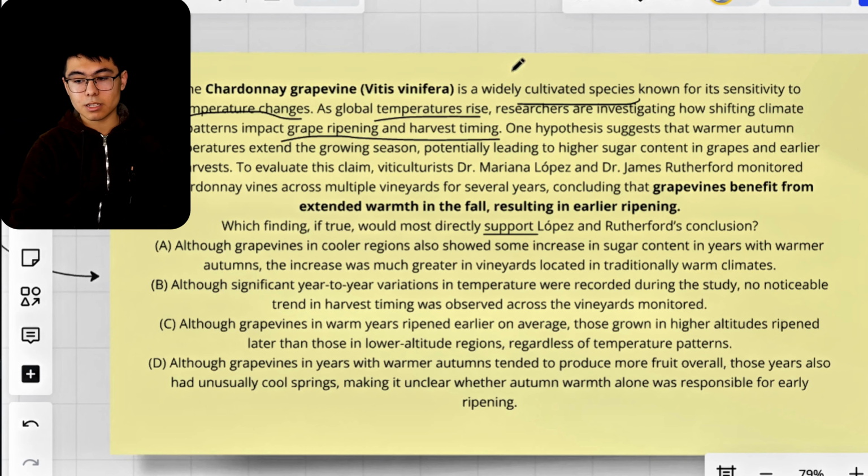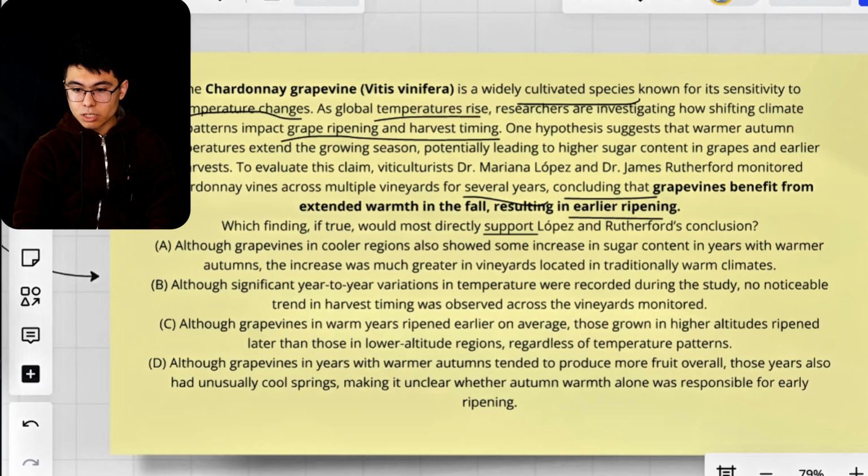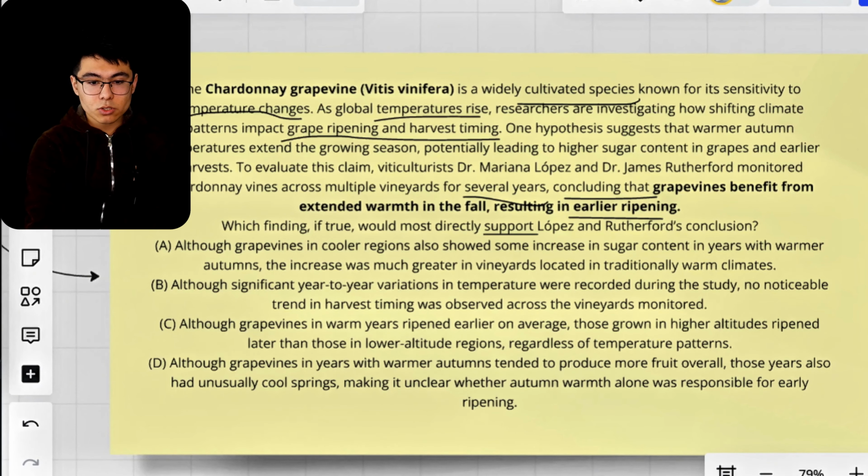They monitored vines across multiple vineyards for several years, concluding that, here we have a conclusion: grapevines benefit from extended warmth in the fall, resulting in earlier ripening. So the passage says that warmer autumns help those grapevines ripen earlier. So that's the main thing, right? Which results in earlier ripening. Now we can move on to answer choices.